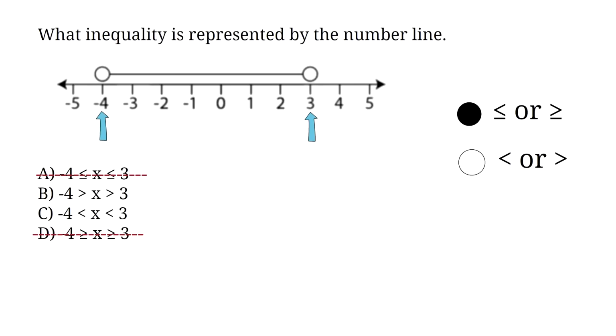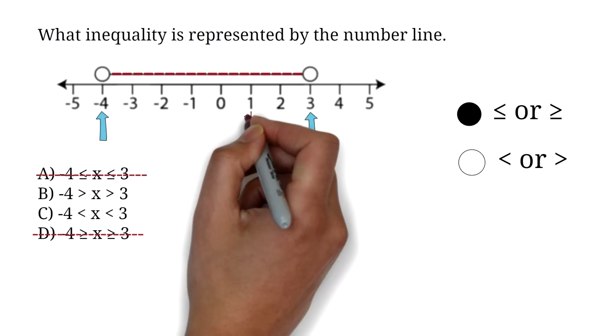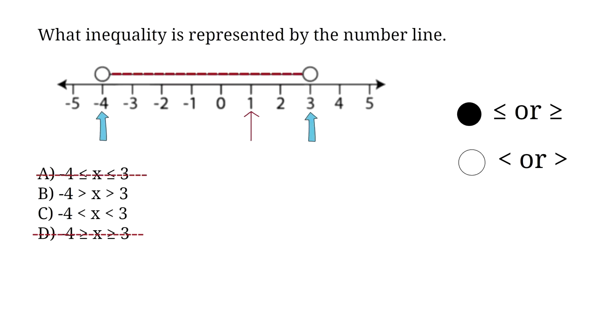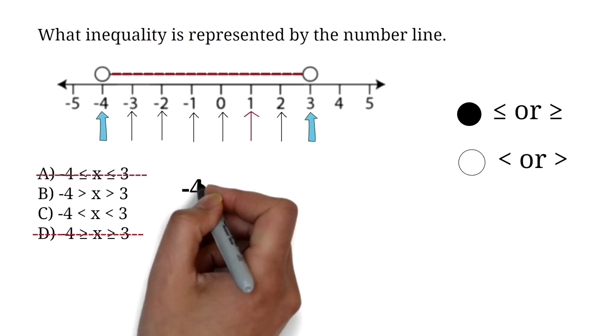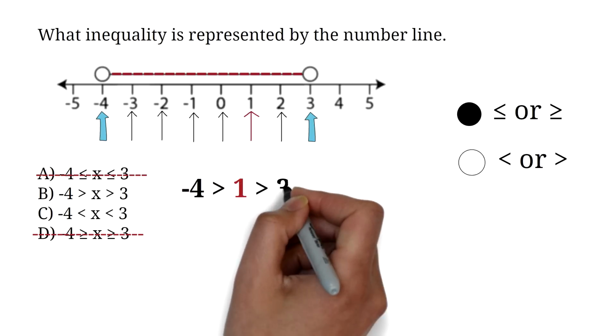Finally, we pick a number to represent our x. The number must fall on the line we are writing the inequality for. I will use 1. You can use any of these numbers. Check which answer choice will be true. For choice B, we have -4 is greater than 1, which is greater than 3.